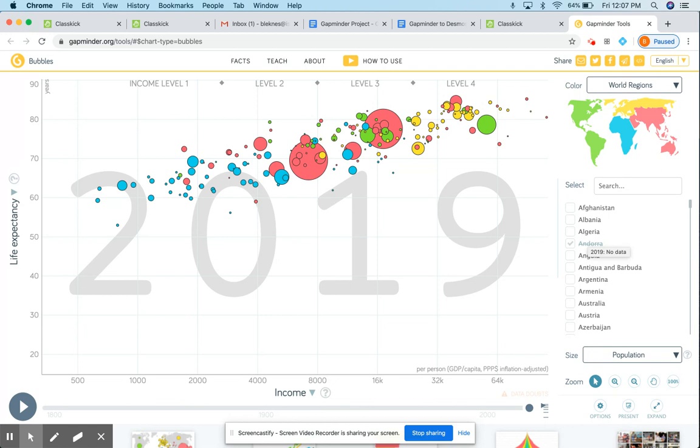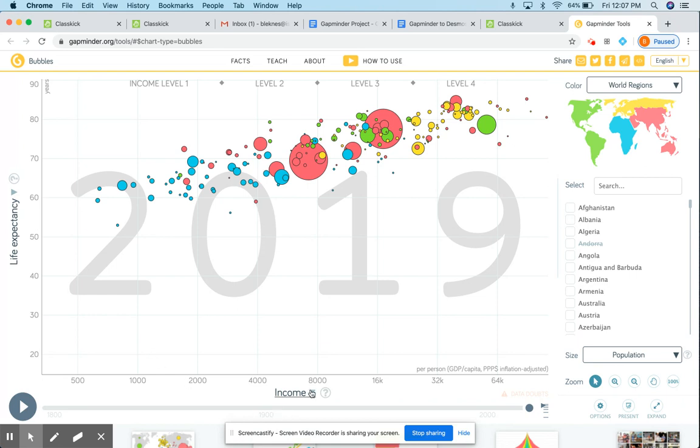Now, this site is awesome because it has so much data. Look at what we're looking at right now. We're comparing the income level per person in most countries in the world to their life expectancy. And see what you notice already, like what kind of association would you say that this is? And then we can kind of start playing around with whatever we want to play with.